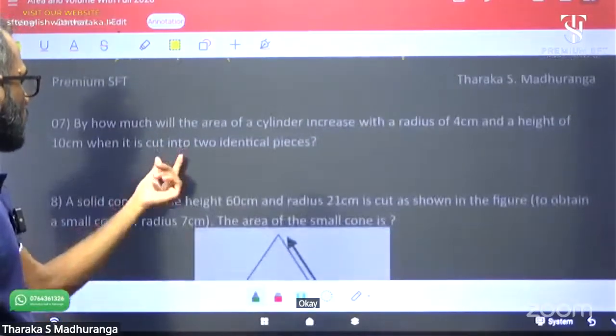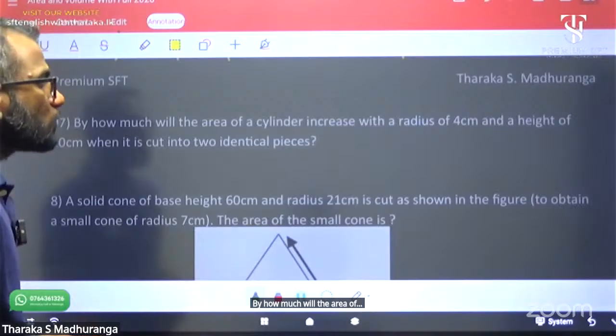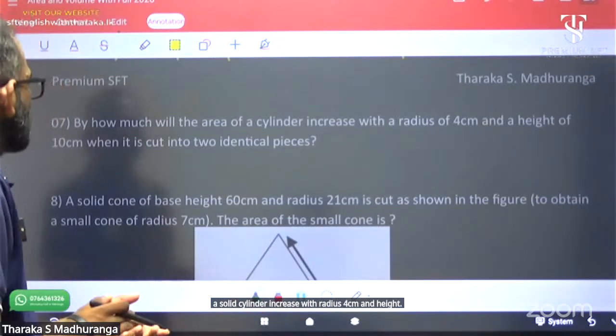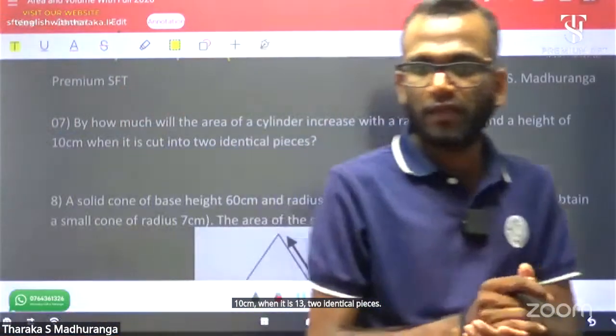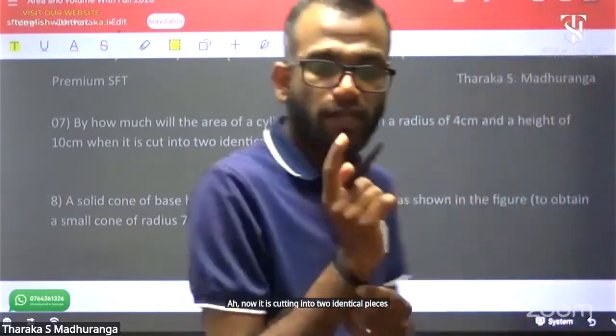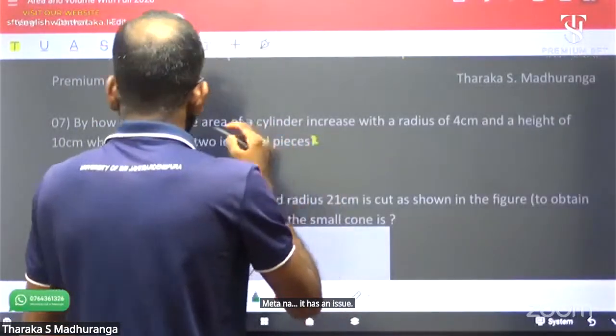Okay. By how much will the area of a solid cylinder increase with radius 4 centimeter and height 10 centimeter when it is cut in 2 identical pieces? Now it is cutting into 2 identical pieces. It has an issue.